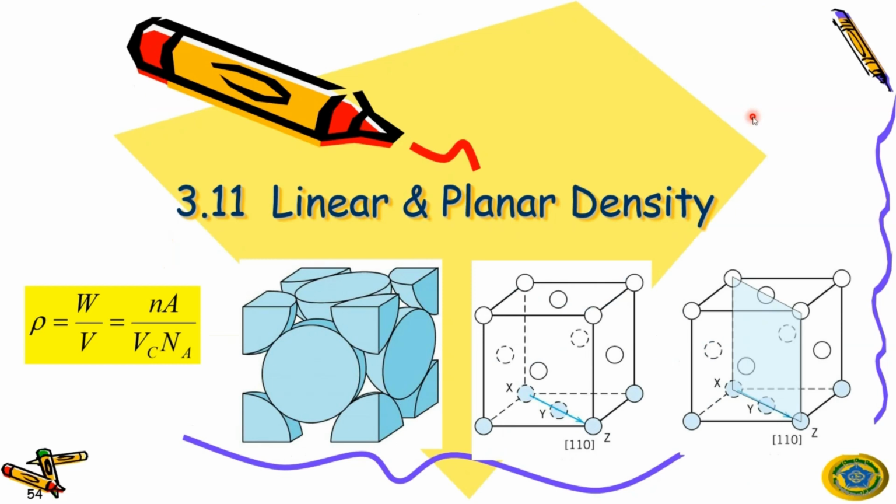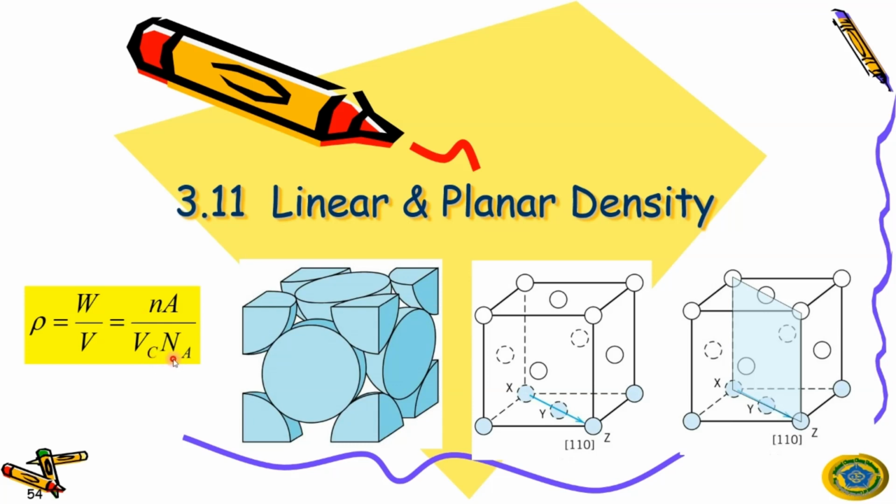Good. So let's move to section 3.11, linear and planar density. When we talk about density, the definition of density is what? Definition of density is weight divided by volume, right? And this is what you need to remember. This is what we call theoretical density. Okay, so you might regard this as a volume density because we are talking about volume here.